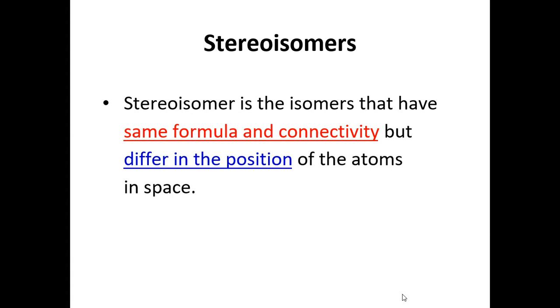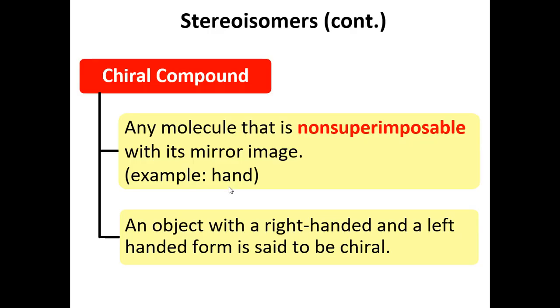So for stereoisomer, we can conclude that a stereoisomer is an isomer that has the same formula and connectivity but differs in the position of the atoms in space. So the formula is the same but the position is different. Stereoisomer is divided into two, chiral compound and achiral compound. A chiral compound is any molecule that is non-superimposable on its mirror image.